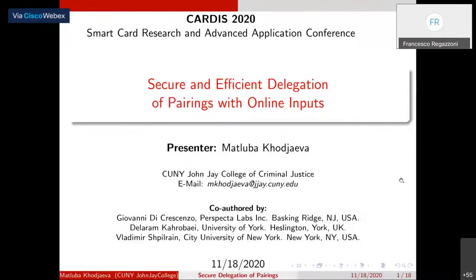So the next talk is "Secure and Efficient Delegation of Pairings with Online Inputs", and will be given by Matluba. Matluba is an assistant professor at the Department of Mathematics and Computer Science at CUNY. Her research interests are in the area of cryptography, and mainly on the area of secure outsourcing of computation in the cloud. So the floor is yours.